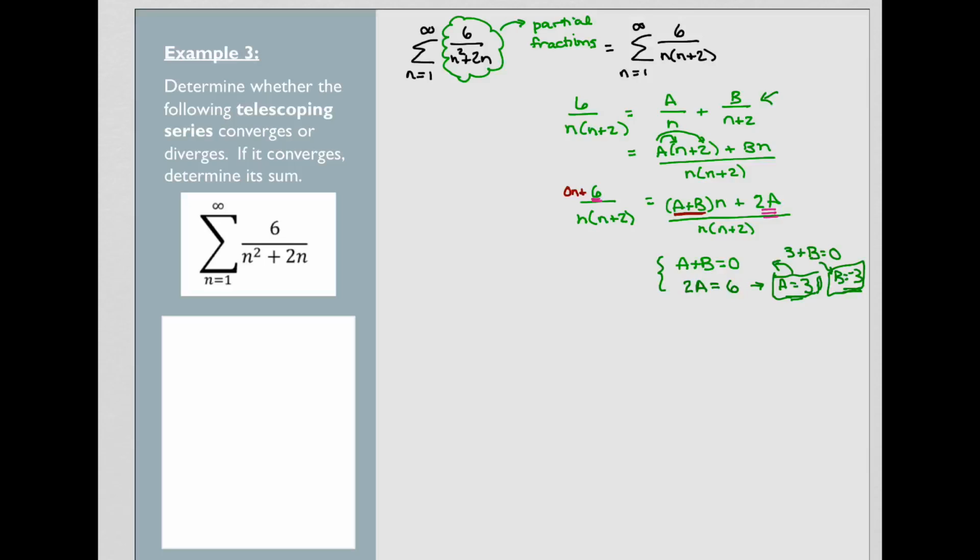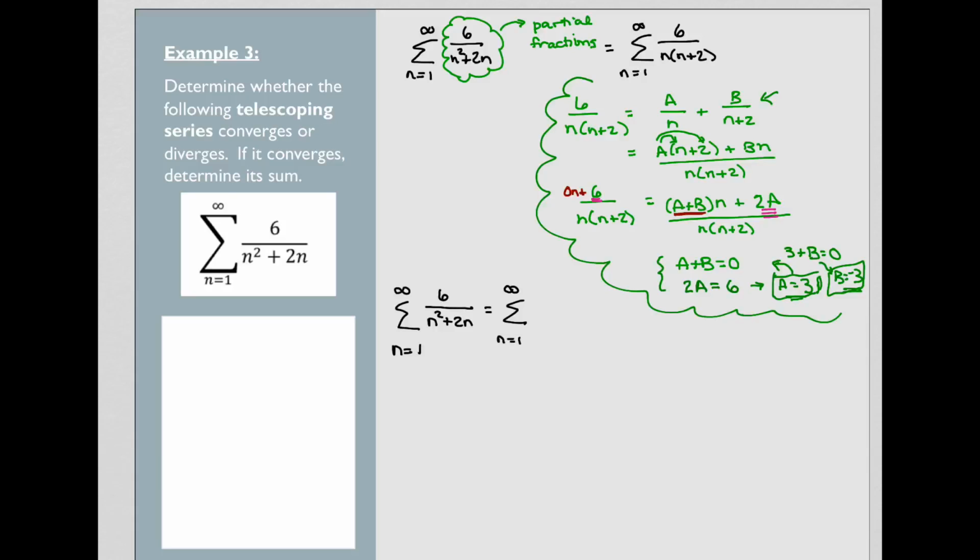So now I can rewrite my original series as follows. This infinite series that I'm looking at, n equals 1 to infinity of 6 over n squared plus 2n, is actually simply the series n equals 1 to infinity of 3 over n plus negative 3 over n plus 2. Taking 3 and putting it here, and taking negative 3 and putting it here is what gives me this series with the two terms. And if I want to rewrite it one more time, notice, I actually now have that difference that I'm looking for: 3 over n minus 3 over n plus 2.